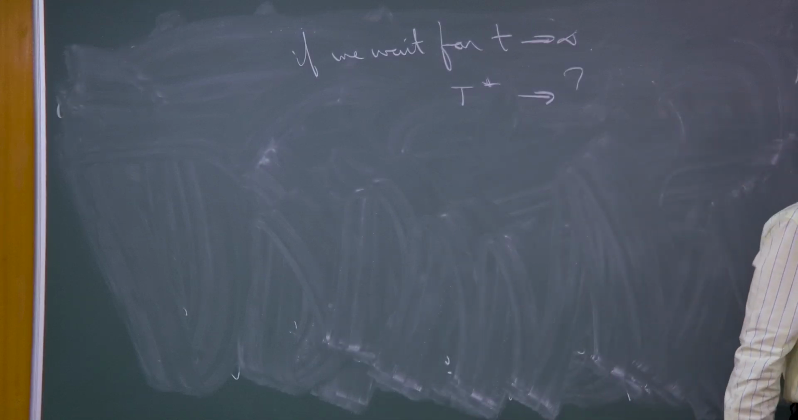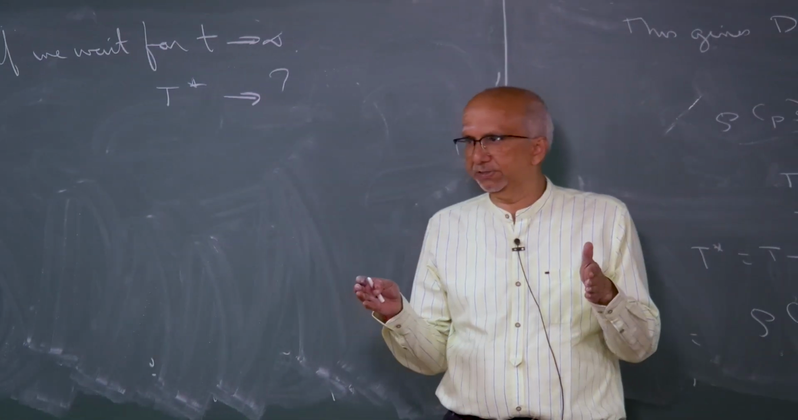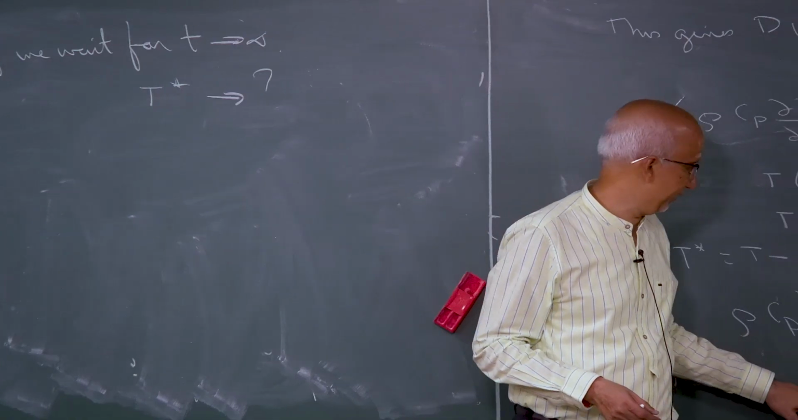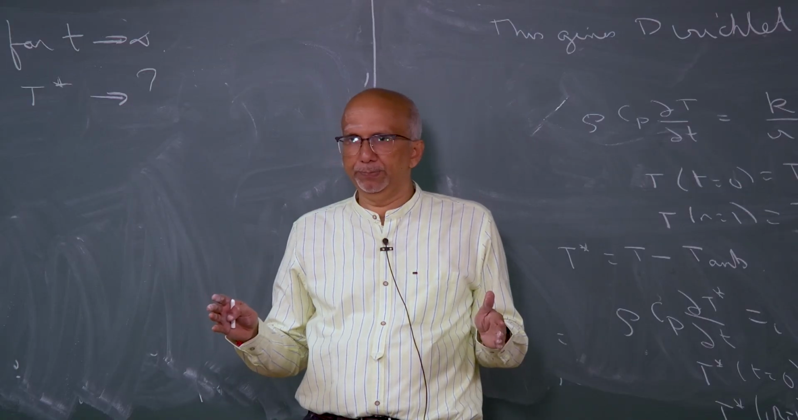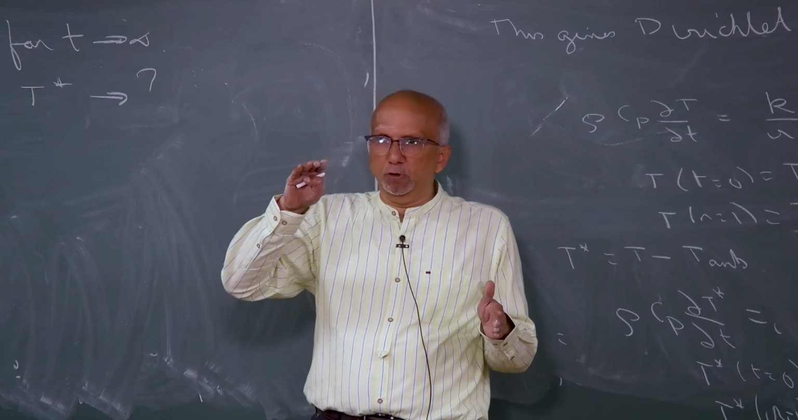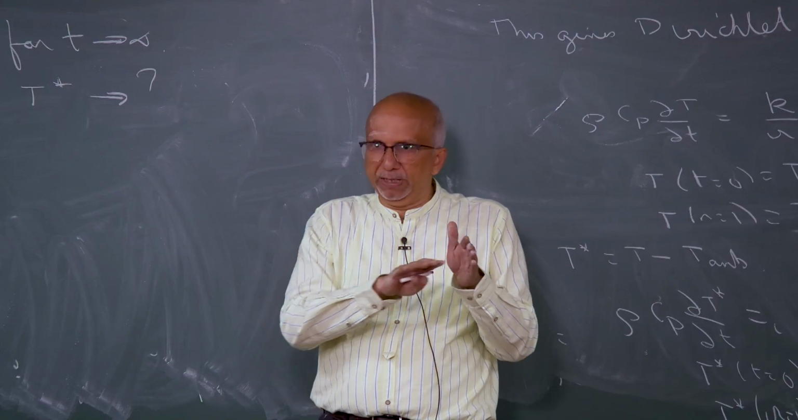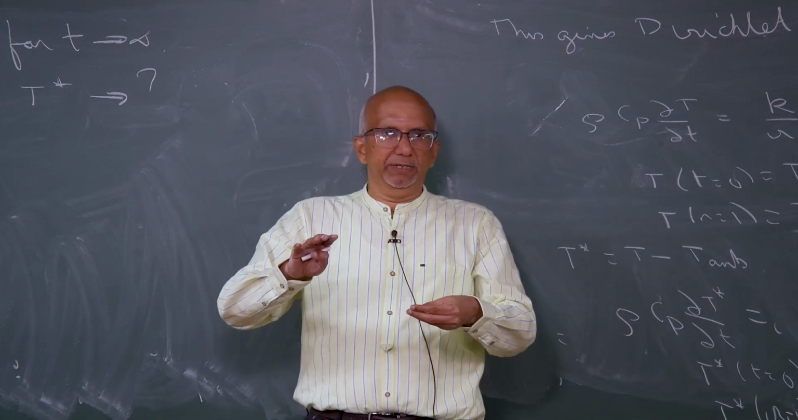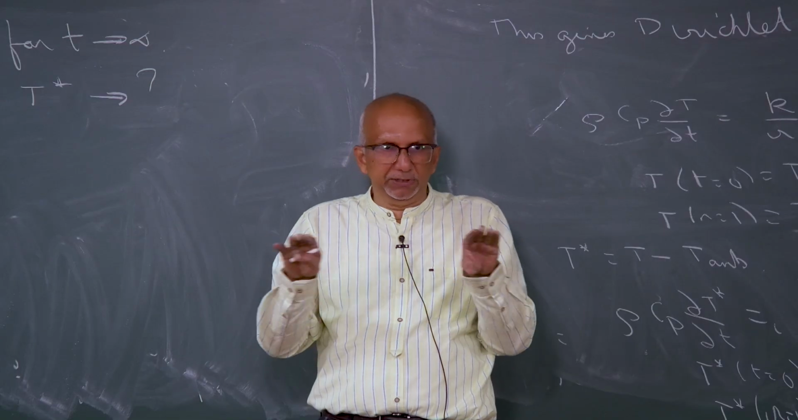T star, I am going to argue, is going to tend to 0, because the boundary condition is that the temperature T star is 0 at the boundary. If the temperature is more anywhere inside, because of conduction heat will get dissipated and it will become uniform. If it is less, heat will come from outside and it will increase. What does thermal conductivity do? It makes the temperature uniform.